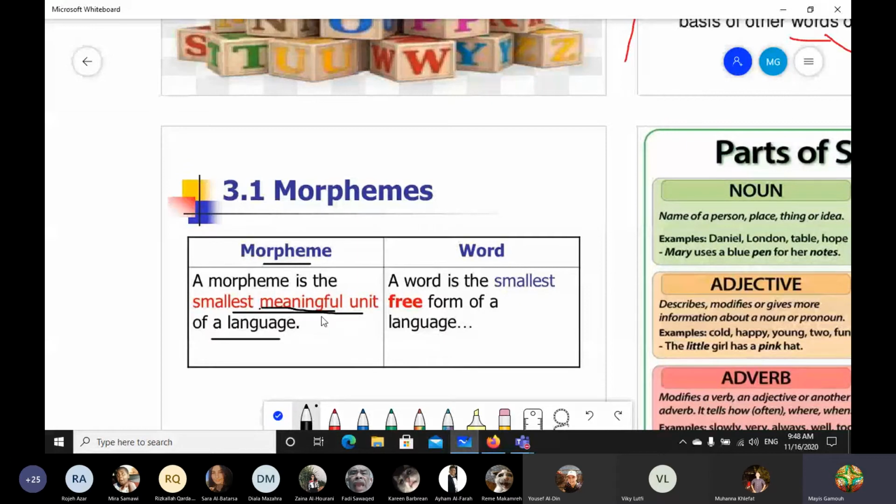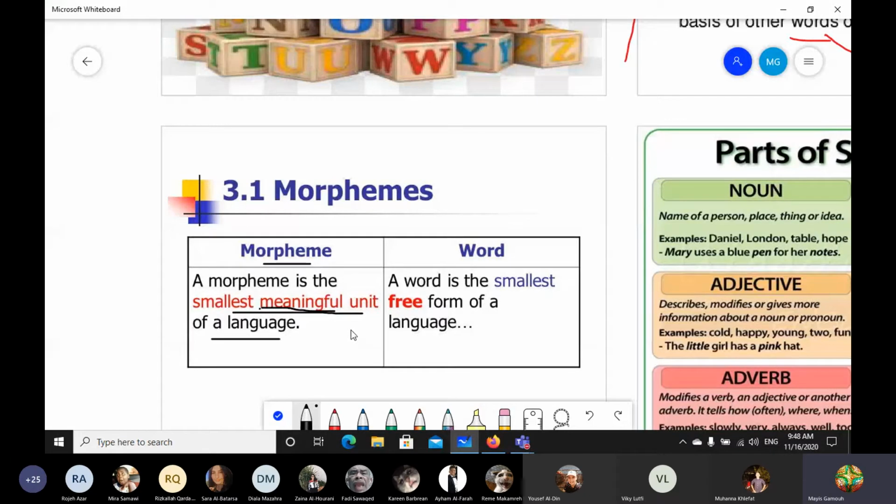So when I say, for example, 'beautiful', here we have three syllables, which are 'beau', 'ti', 'ful'. I have a meaning for 'beauty' or for 'ful', but I have a meaning for.